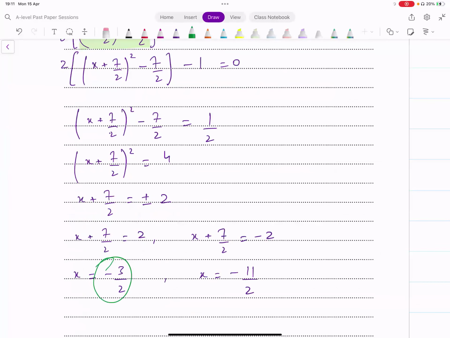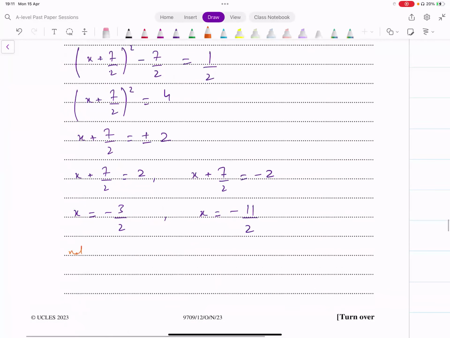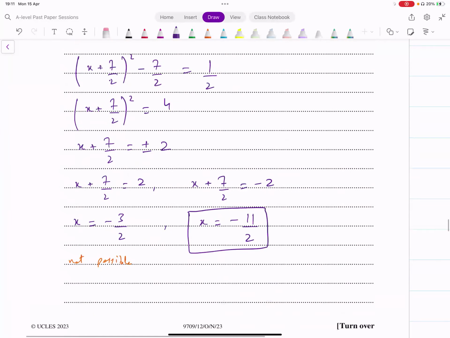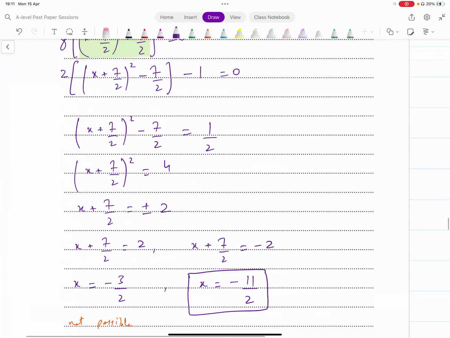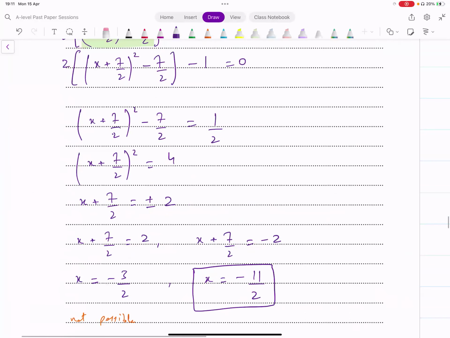Minus 3/2 does not satisfy that condition, so we would have to ignore this possibility. We would say this is not possible. The only possible answer is x equals minus 11/2. That's the only possible answer. Okay, and that's the result that we were looking for here. That was question number 8.